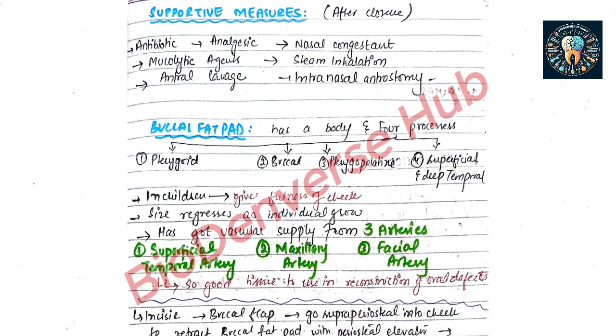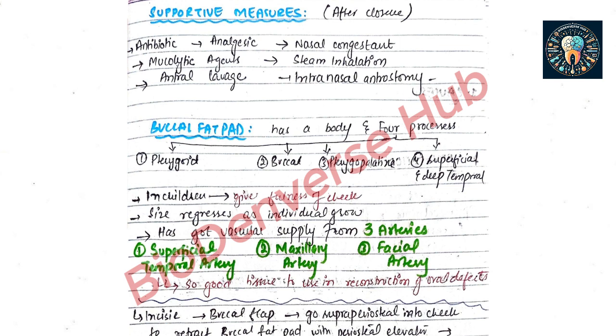So let us study a bit about the buccal fat pad that was used in the closure of the Oro Antral Fistula. The buccal fat pad has a body and four processes. The four processes are as follows: the pterygoid, the buccal, the pterygopalatine, and the superficial and deep temporal. In children, this buccal fat pad gives fullness to the cheek, but the size usually regresses as the individual grows. It also gets its supply from three arteries, that is the superficial temporal artery, the maxillary artery, and the facial artery.